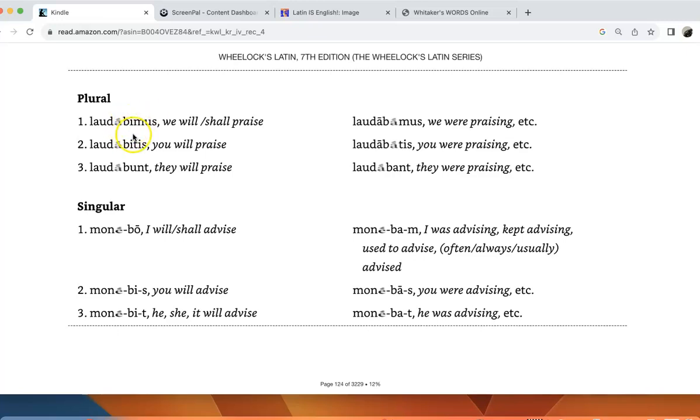So think bo, bis, bit, bimus, bitis, bunt. Think of like a baby grows into his or her future, if that helps. And then the bam, bas, bat, bamus, batis, bant is probably going to have to be memorized.